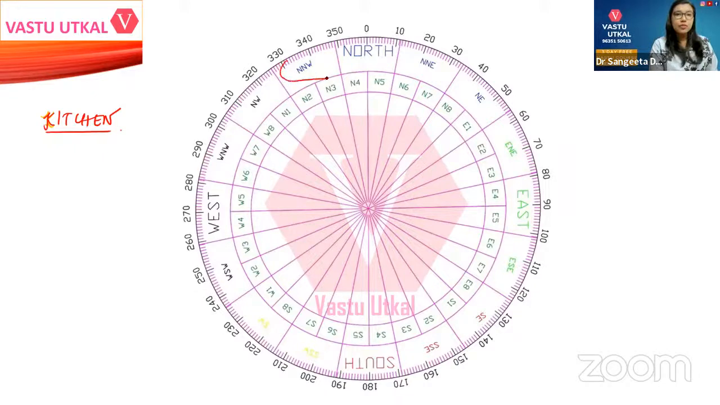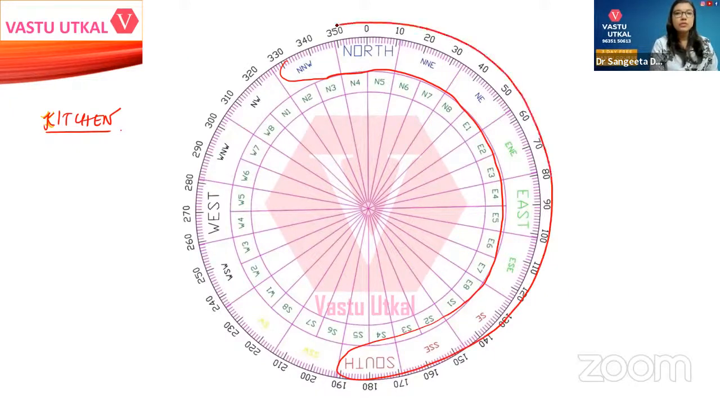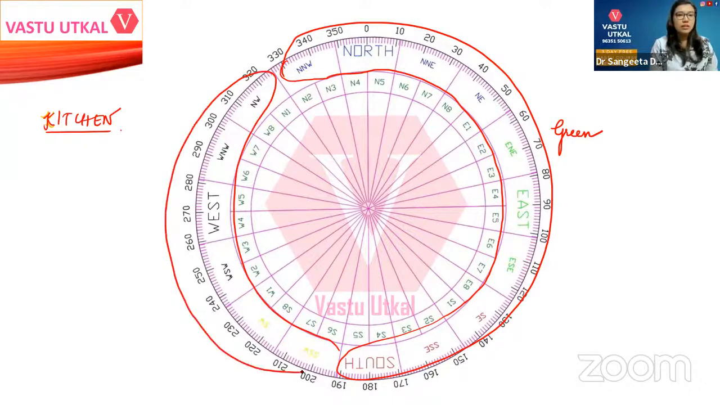Starting from north-northwest till south, you have to use green marble. And starting from south-southwest till northwest, you have to use yellow marble.